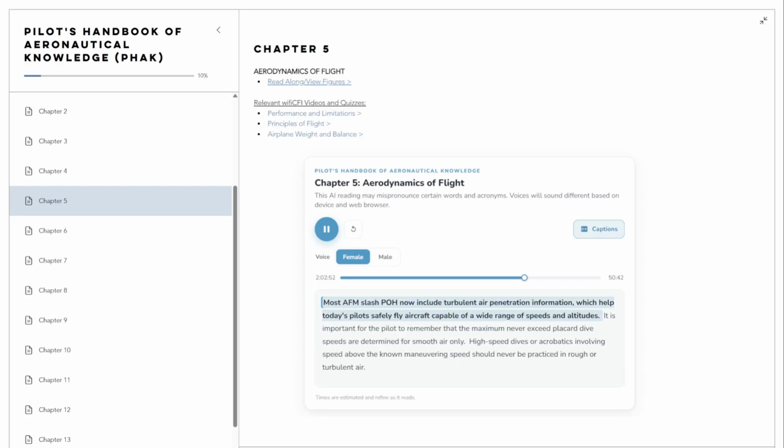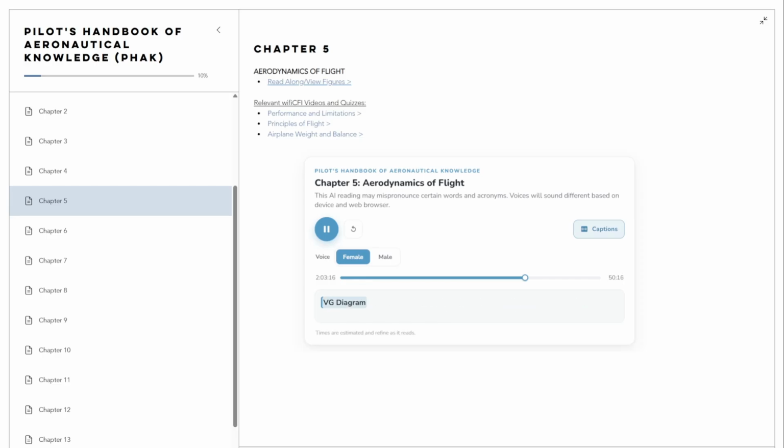Most AFM/POH now include turbulent air penetration information, which helps today's pilots safely fly aircraft capable of a wide range of speeds and altitudes. It is important for the pilot to remember that the maximum never exceed placard dive speeds are determined for smooth air only. High-speed dives or acrobatics involving speed above the known maneuvering speed should never be practiced in rough or turbulent air.